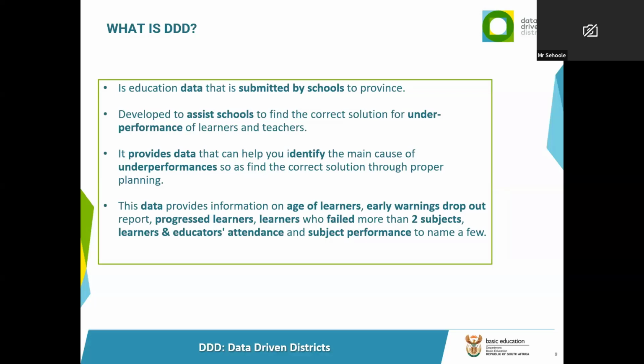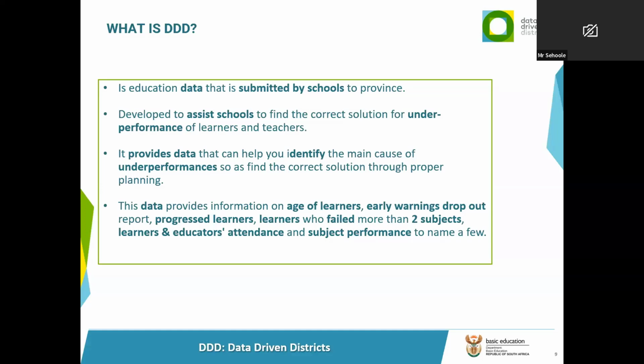So DDD is also providing data that can help to identify the main cause, because we normally generalize and say the school underperformed because of teachers not teaching, but we don't go to the bottom of the whole matter. So it is very important that we get to the bottom of the whole matter. So DDD is there to assist us, take us through the main cause of underperformance so as to find the correct solution through proper planning.